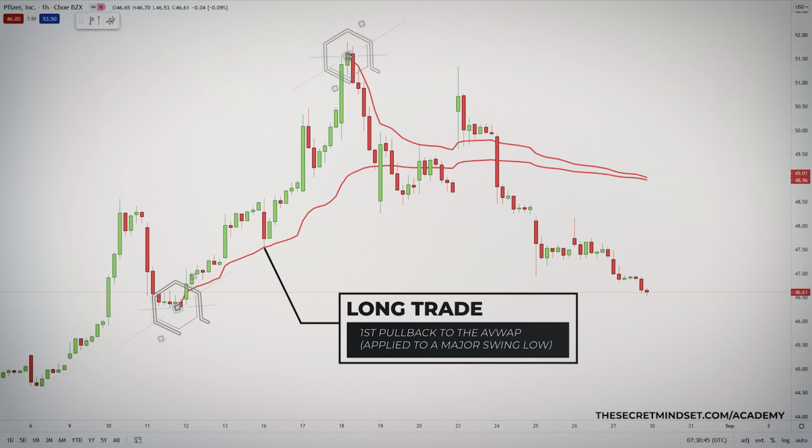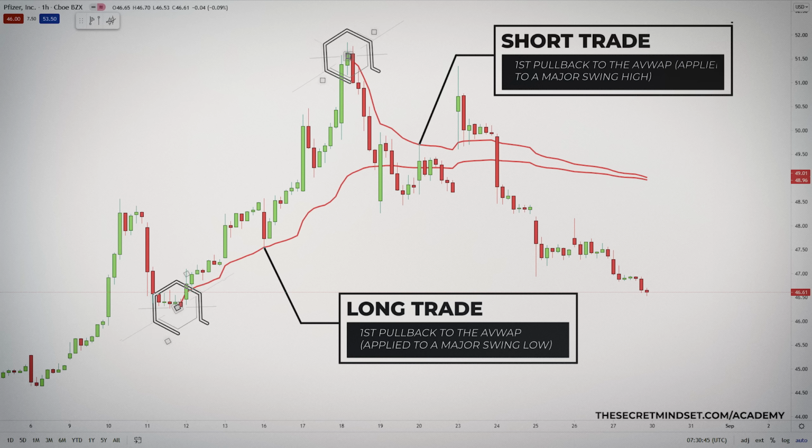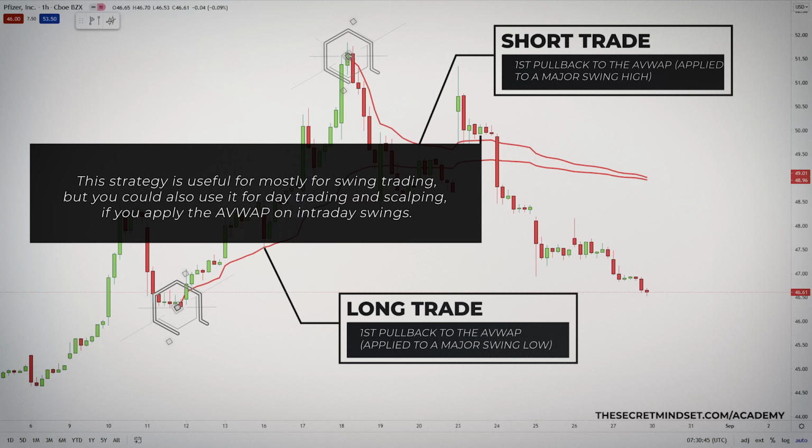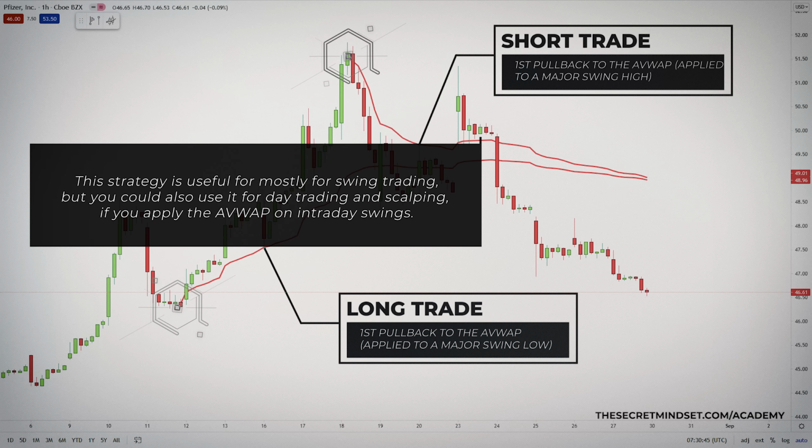The first pullback after we applied the line on the swing low was a perfect bounce trade. And again, when we applied the anchored VWAP to the high, the first pullback to it was again a great short trade. This is useful mostly for swing trading, but you could also use this strategy for day trading and scalping if you apply the anchored VWAP on intraday swings.